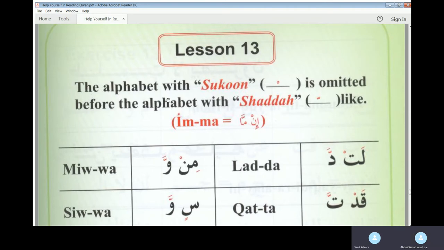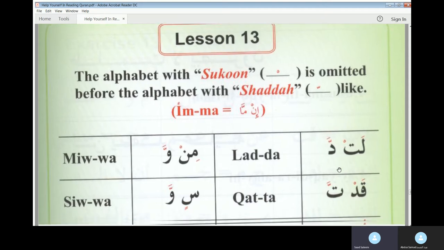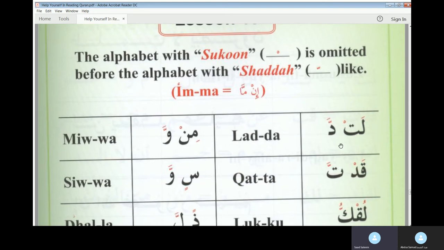The alphabet with sukun is omitted before the alphabet with shadda. Shadda is actually a different word. This is pronounced as shadda. When we have shadda, we omit the alphabet with sukoon. It becomes ladda. Okay.